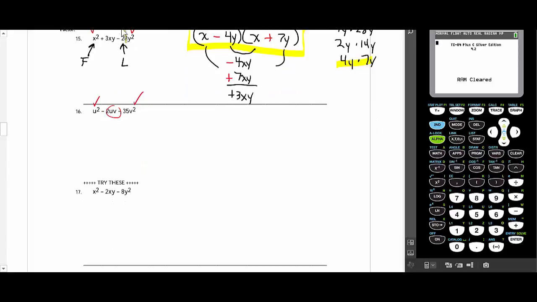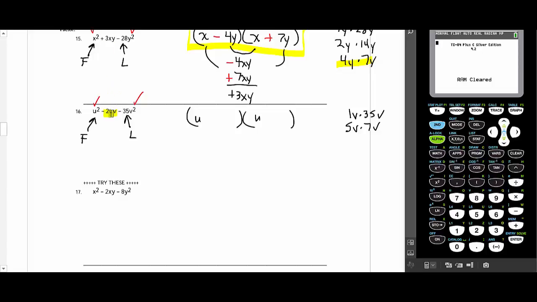Okay, so the first term on this one is going to be a u. So when we draw the two parentheses, we're just going to go u times u. And then the last term is going to be 35v to the second. So the possibilities are going to be 1v times 35v. And the only other possibility is 5v and 7v. Which one's the right one on this problem? Yeah, what makes the 5 and 7 correct?